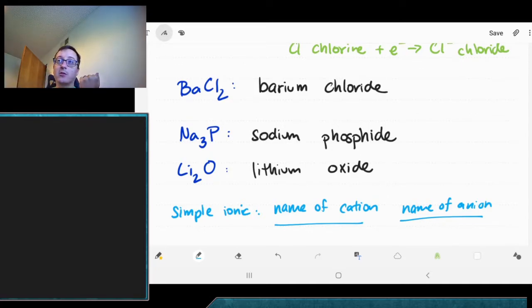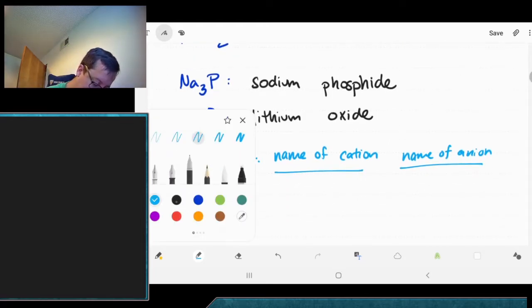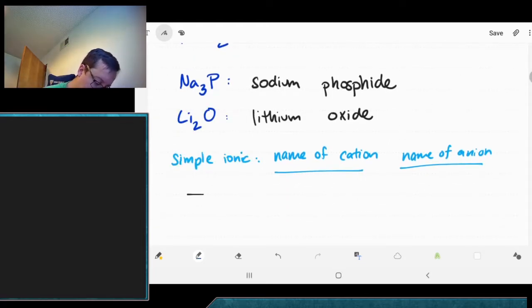So instead of chlorine, it's chloride. Instead of phosphorus, it's phosphide. Instead of oxygen, it's oxide. So simple ionic compounds follow this very nice pattern here. We're going to see if something has variable charges. Actually, all ionic compounds have this pattern. It doesn't have to be simple ones. We're going to see that complex ones still follow this pattern.